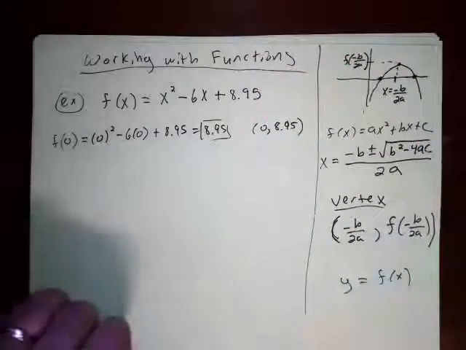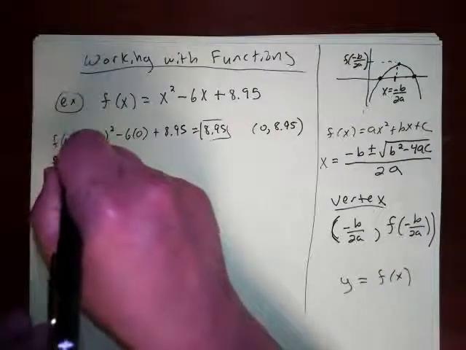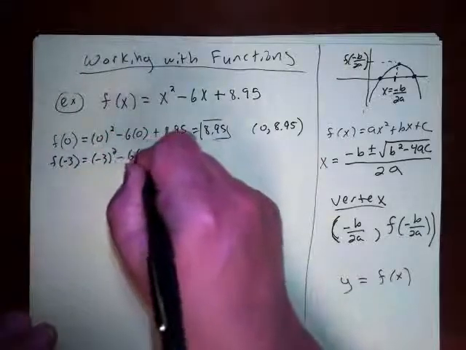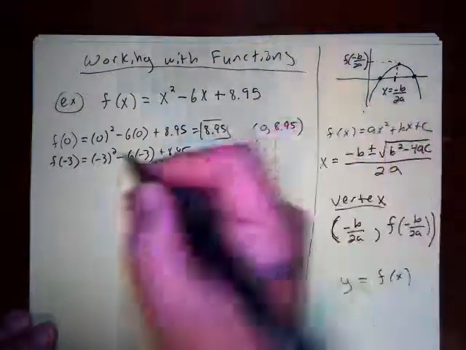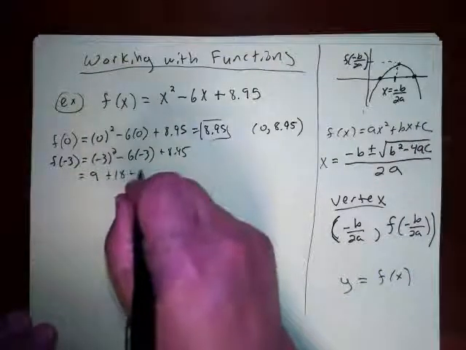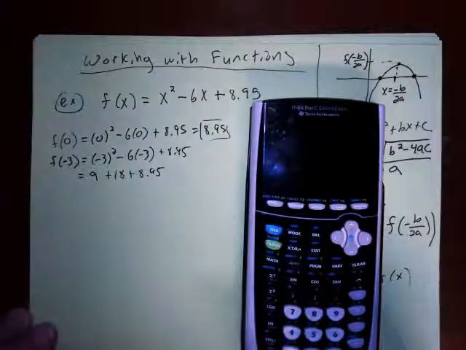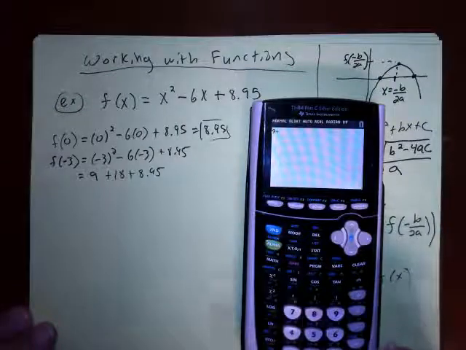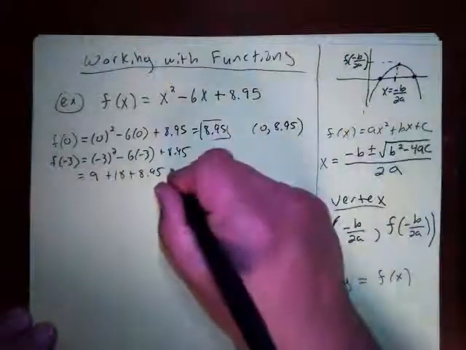Okay, and you could do this with any value. Like I might do f of -3, right? So now I'm going to plug in -3 squared minus 6 times -3 plus 8.95. And then I'm going to do 9, this would be plus 18 plus 8.95. Get my handy dandy calculator. So 9 plus 18 plus 8.95. And I get 35.95.